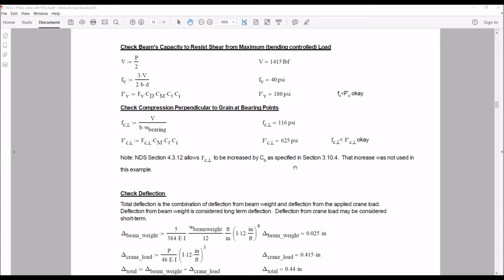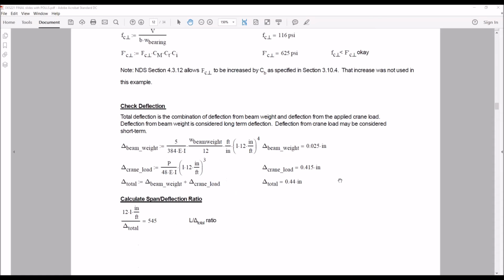I do want to point out that there is a bearing area adjustment factor in the NDS in section 3.10.4 that you can use to increase the bearing capacity. We didn't really need it in this example because our bearing capacity is 625 psi and our demand is only 116 psi. But that is something that you do want to be aware of, and we're actually going to take a look at employing that in a later example.